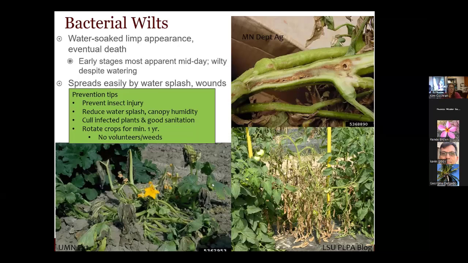These unfortunately do spread really easily by water splash. So the more you water it, the more you're spreading it. And it's really, really easily spread by wounds. I see this a lot when we have phloem feeding insects or something like cucumber beetles. When we have a really heavy infestation, they'll make all these little wounds all over the plants, and it's just like a smorgasbord for these bacteria to get in and have a field day.